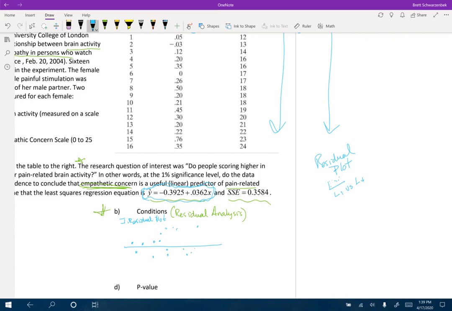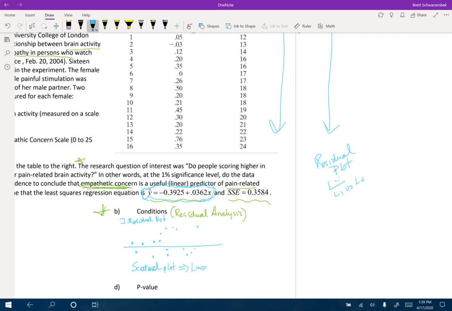So this looks like a pretty good scatter of points. There does look like there's a little bit of change in standard deviation, but it's not enough and obvious. So we would say scatter plot implies linearity.